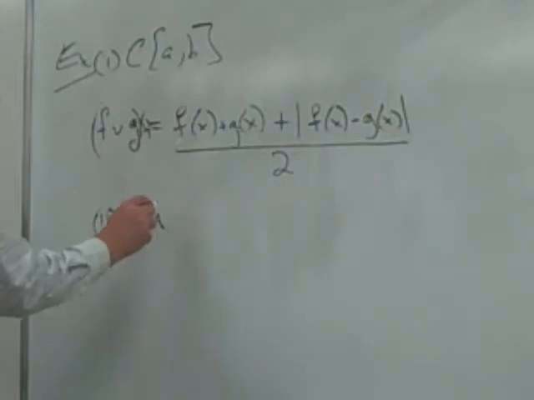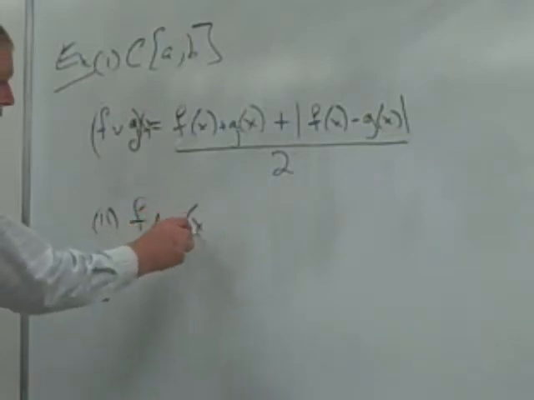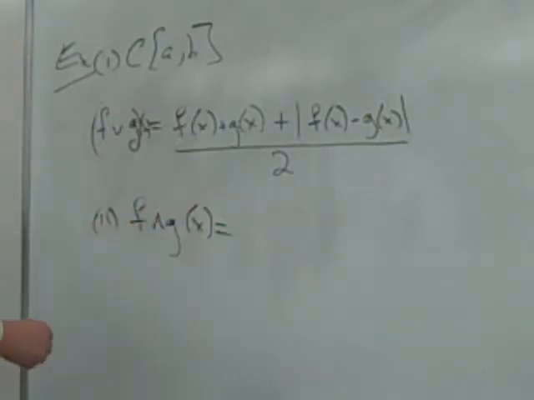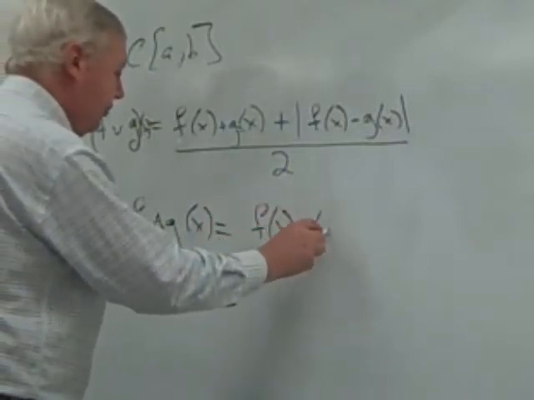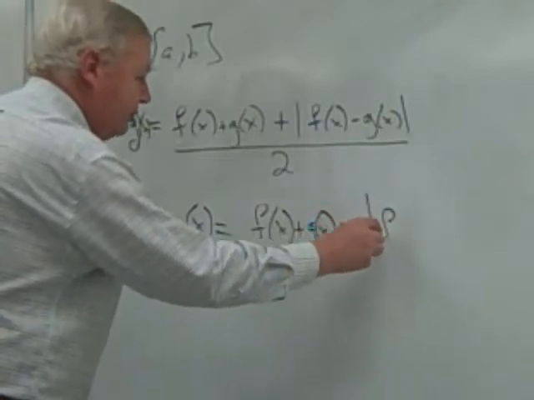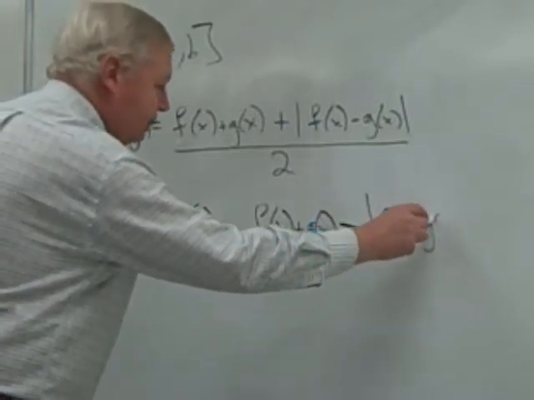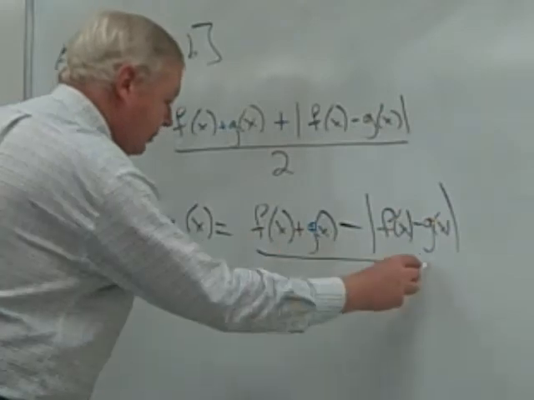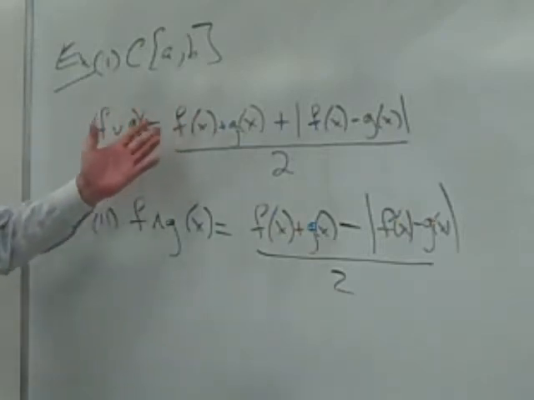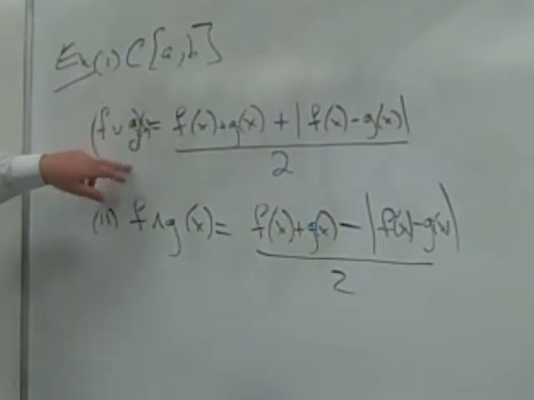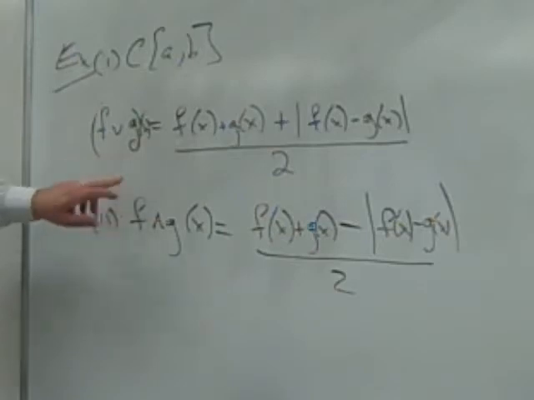And then when you do the min of two functions, you have the formula f of x plus g of x minus the absolute value of f of x minus g of x, over 2. You can see that if you plug two continuous functions into this, out comes another continuous function. Same here.